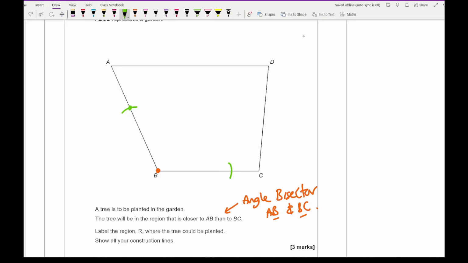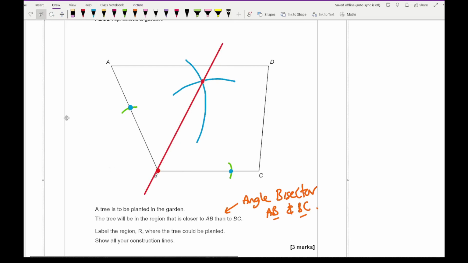Now, without adjusting your compass, put your pin at this point here and draw an arc somewhere in the middle. Then you put the pin, without adjusting your compass, on the second intersection point, and you should have something that looks like that. Then, using your ruler, join that point B to that point there. So if I just draw a line like so. Now hopefully yours is going to be a little bit more accurate than mine, but hopefully you get the gist.